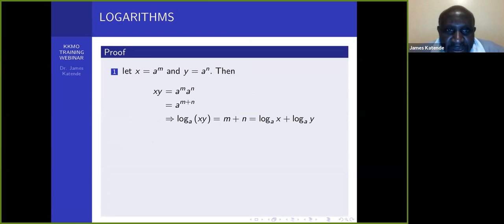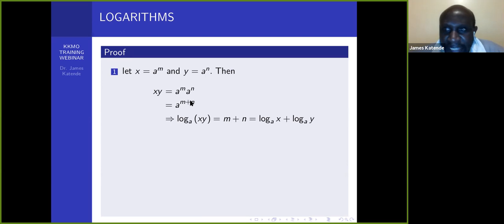So if you have two numbers, x and y, positive real numbers, you can always write them as powers of a, where a is also a positive real number. So if we let x equal a raised to m and y equal a raised to n, then the product of x and y here is just a^m a^n, which is, if you use your laws of indices, if you have the same base, you can add the powers. So a^m multiplied by a^n is the same as a raised to m plus n.